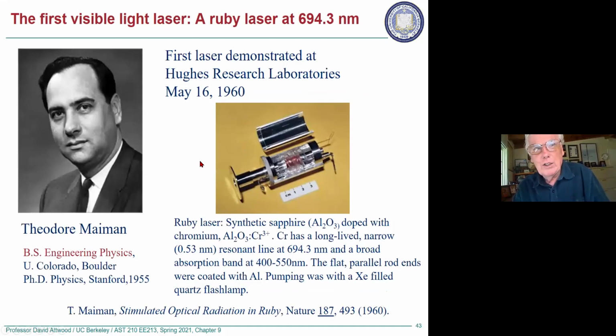But who won the race to get the first laser? It was Ted Maiman, who made the first laser in ruby at 6943 angstroms, and he was working at the Hughes Research Labs. And so it was May of 1960. So it's sort of less than 2 years later. And that scheme that I showed you about how you'd make a visible laser is modeled on what he did with the ruby laser, lasing in chromium. Chromium, I said it right.